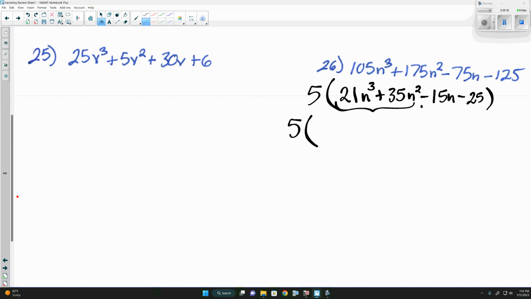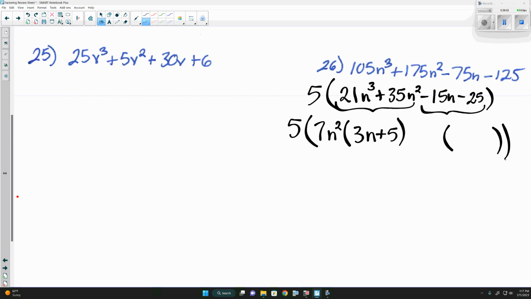Now at this point, we can group them 2 and 2. So we can look at the first two terms. What number and variable will go into both? n squared. What about 21 and 35? 2 won't go into both. 7. 7 times what is 21? 3. And if I take n squared out of n cubed, we're left with n, plus 35 divided by 7. And the n squared factors out completely, yes?